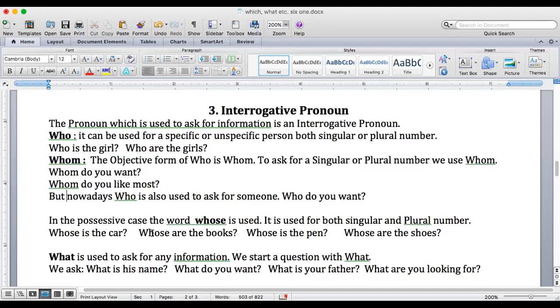So we have learned that. Now there is the last one, I think almost the end. What? What is used to ask for any information. We start a question with what. We say, what is his name? What do you want? What is your father? What are you looking for? So all these are for asking questions, right? So you're going to ask the question.